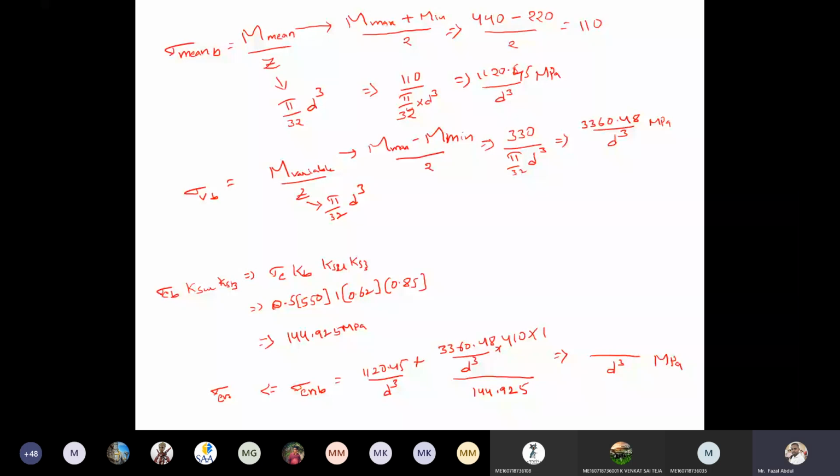Okay, megapascal. Tell me the value. Make it fast. Everything is there. Only the thing is you need to simplify this total equation. And now tell me the answer. The answer will come in terms of d cube. How much is the answer?